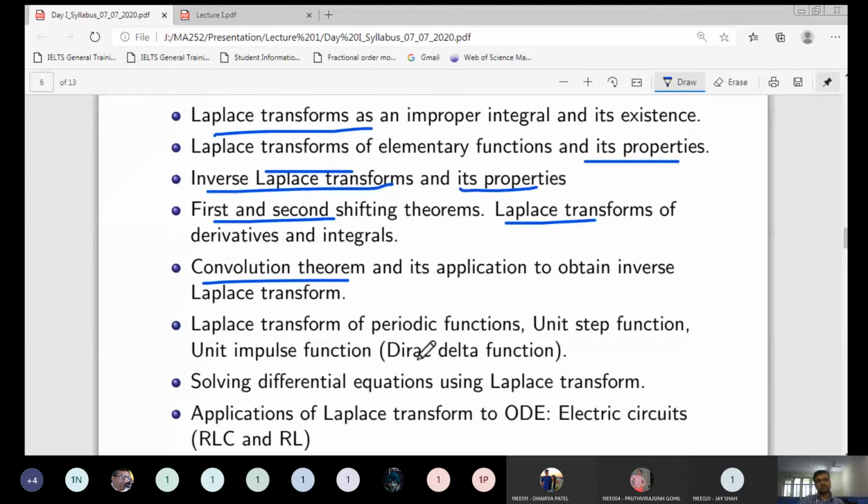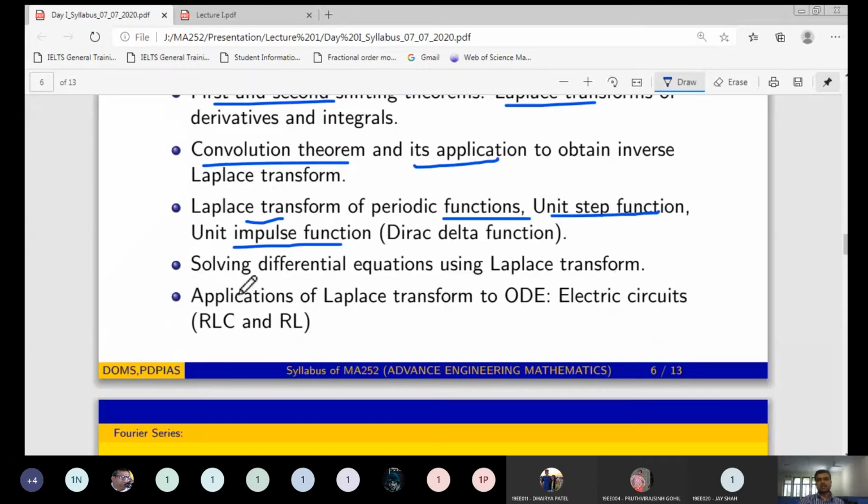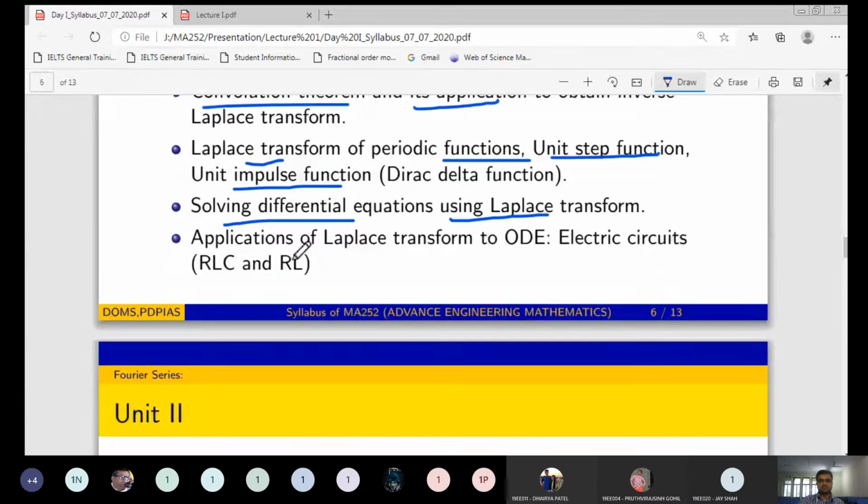So there are two major topics in our first unit: the Laplace transform of a function and the inverse Laplace transform of a function. Both are very useful in future also. The Laplace transform of periodic functions, unit step functions, and unit impulse functions are also there. Then solving differential equations using Laplace transform. Also its application in electric circuits, meaning RLC circuits and RL circuits. We will discuss it.